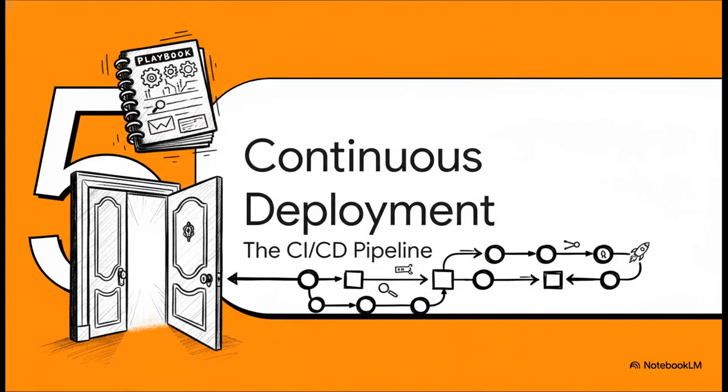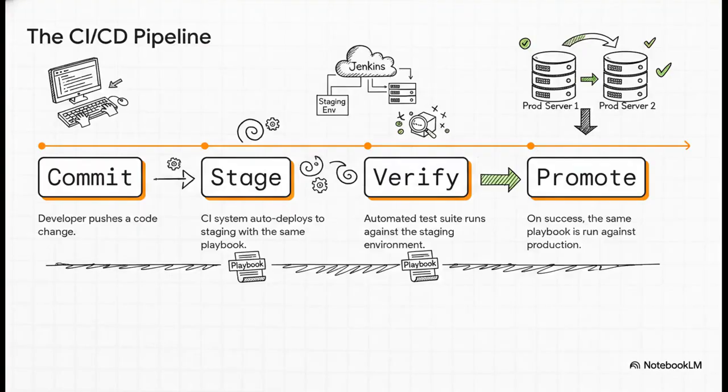Now, when you build this kind of robust, self-testing playbook, you unlock the door to the next level. A true continuous deployment pipeline. Just look at this flow. A developer commits code. A CI system like Jenkins automatically runs your playbook against a staging environment. If all the embedded application tests pass, that exact same playbook is then run against your production servers using the safe rolling update pattern we just designed. It's automated, reliable, and fast.